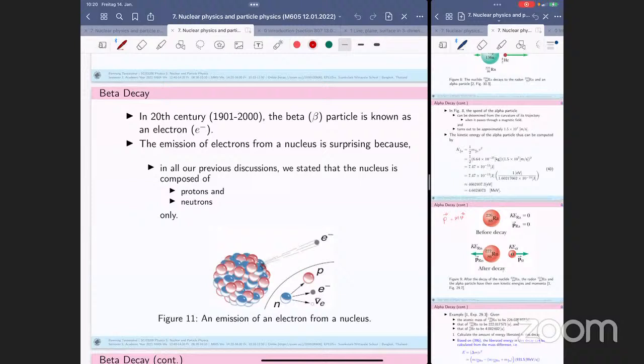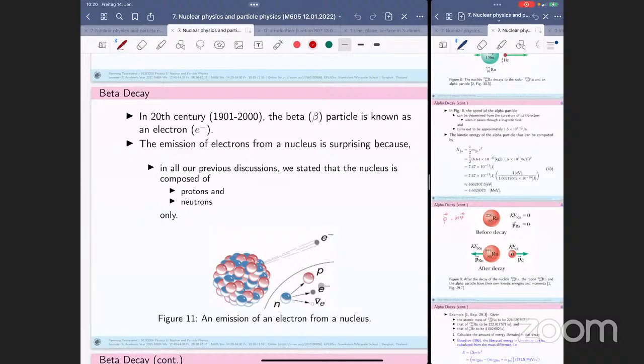At the beginning, what we could observe from the nucleus is that after a certain time, the nucleus changes itself, and we get a new element, a new atom. The same atom transforms itself into a new element, and it just throws away an electron from the nucleus. It's not the electron that moves around the nucleus. So it's an electron that emerges from the nucleus.